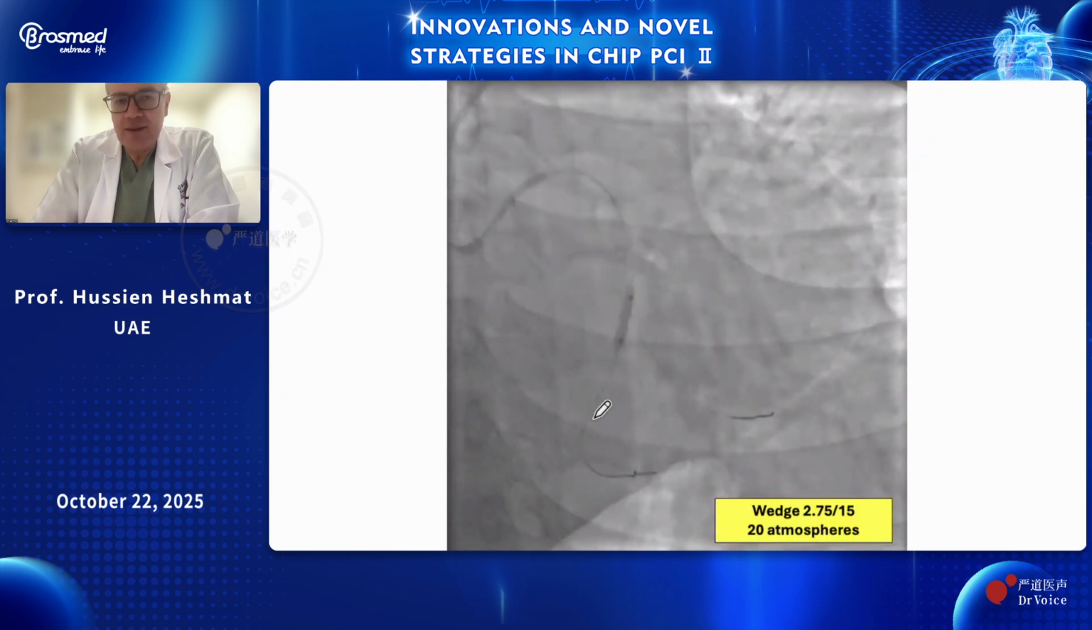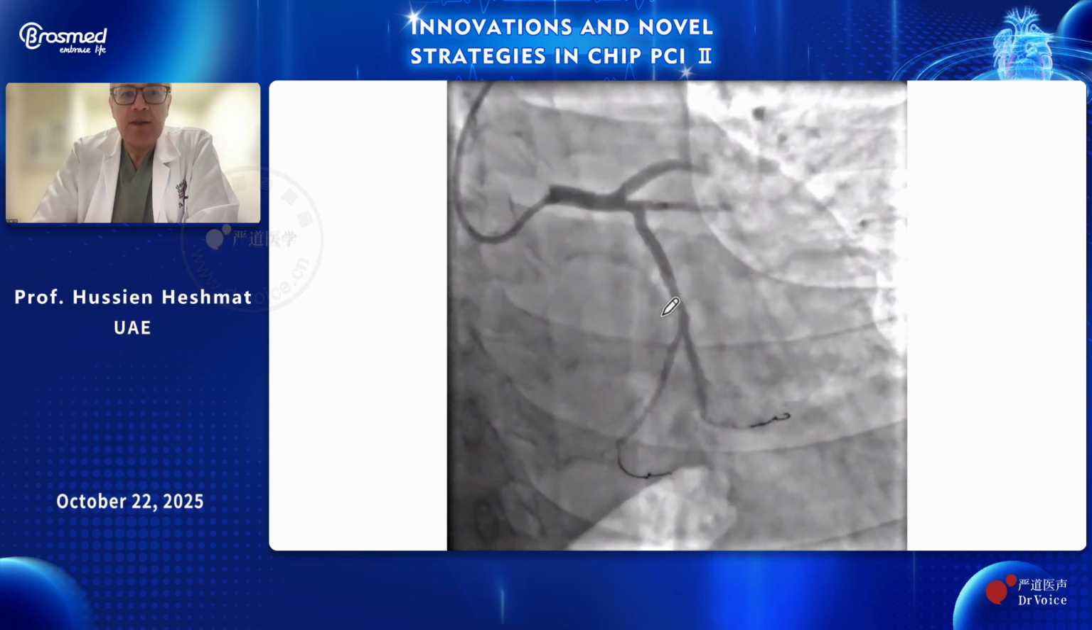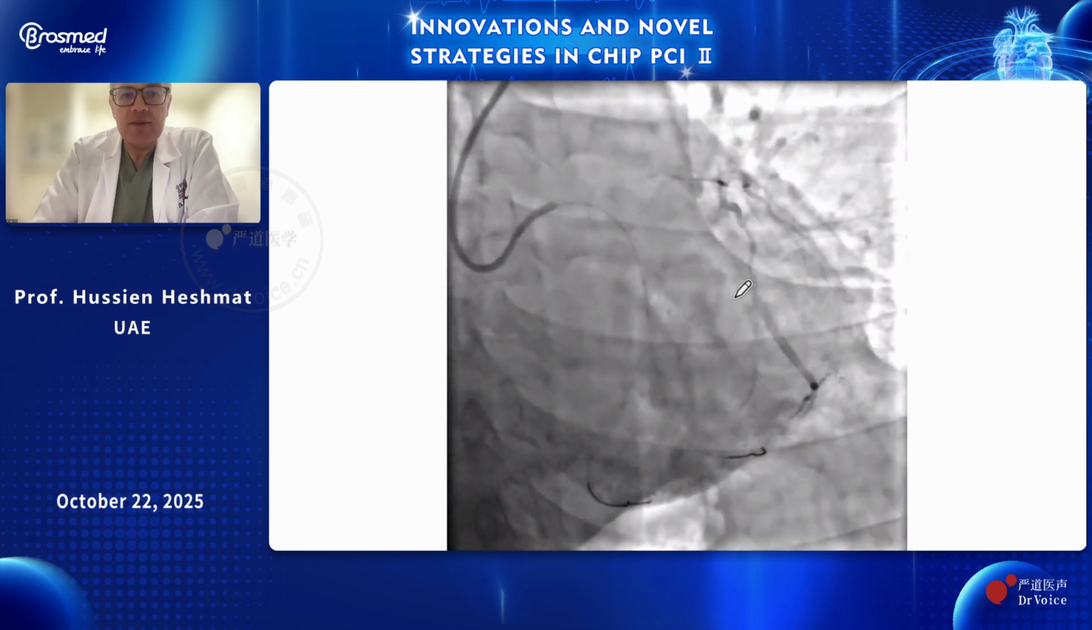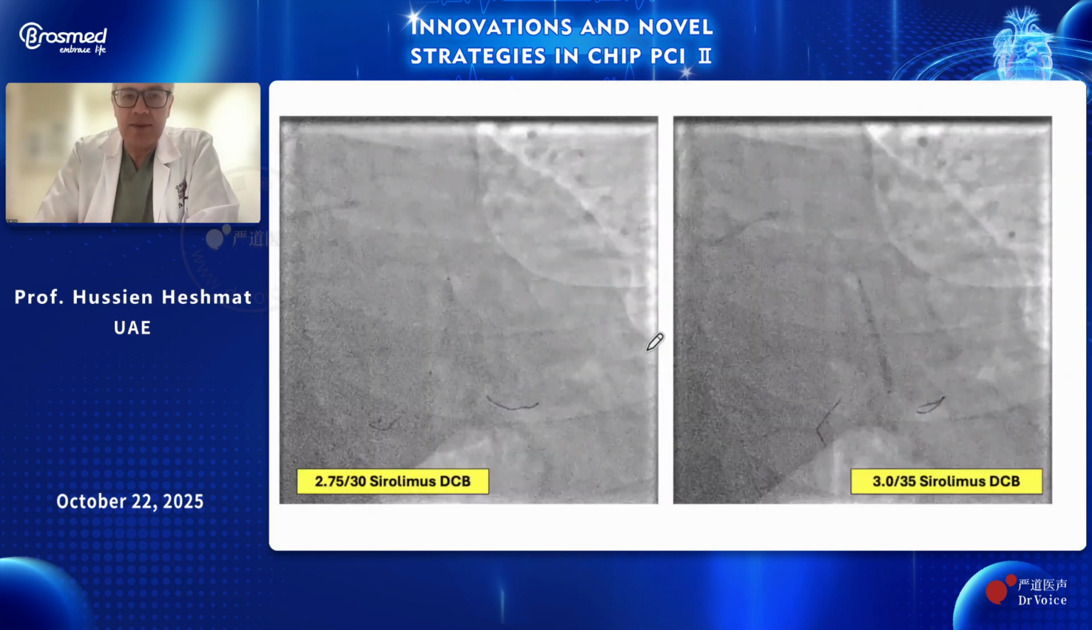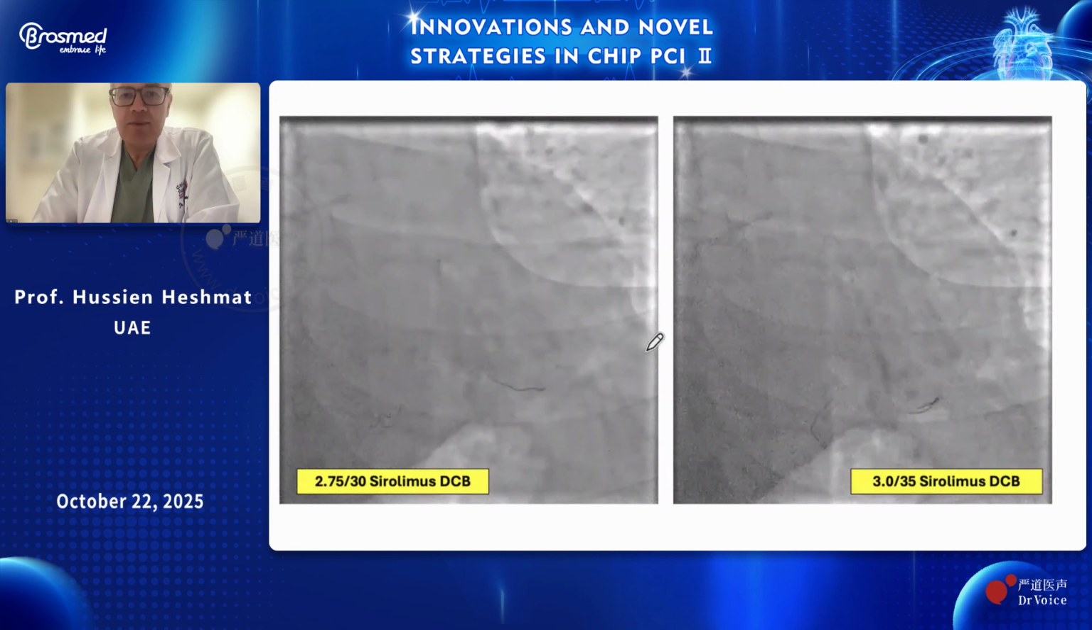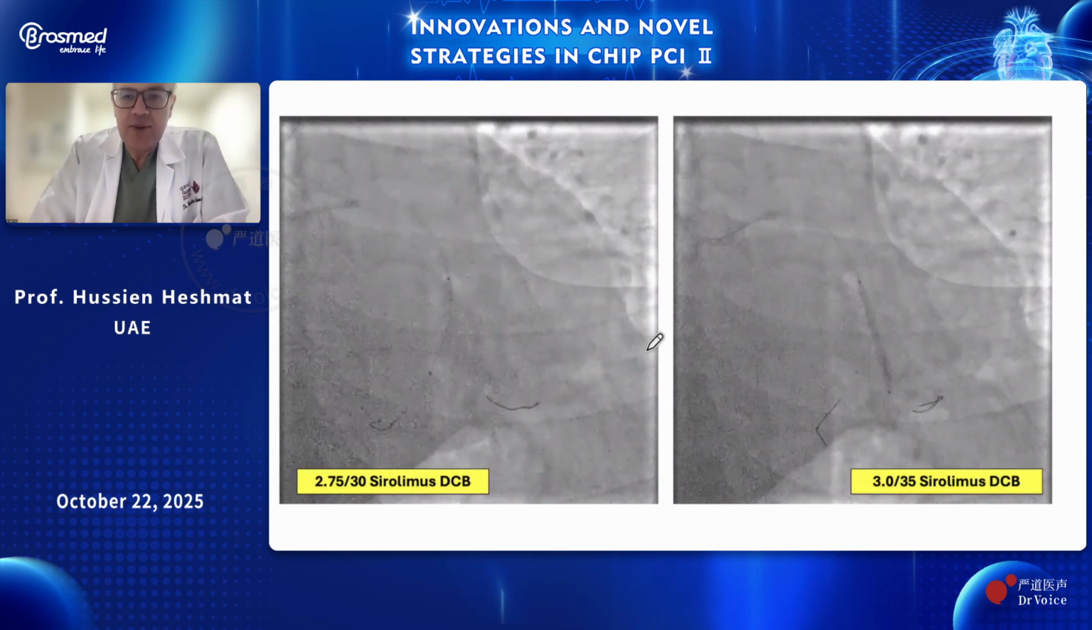So we went ahead and used the Wedge 2.75 by 15. As I told you, the advantage of the Wedge balloon is that you can go up to higher than 20 atmospheres. This is the result after the Wedge balloon, and we confirmed the result with the IVUS. We were able to get a very sufficient lumen in the side branch. So we were able to execute our strategy for a drug-coated balloon in a bifurcation.